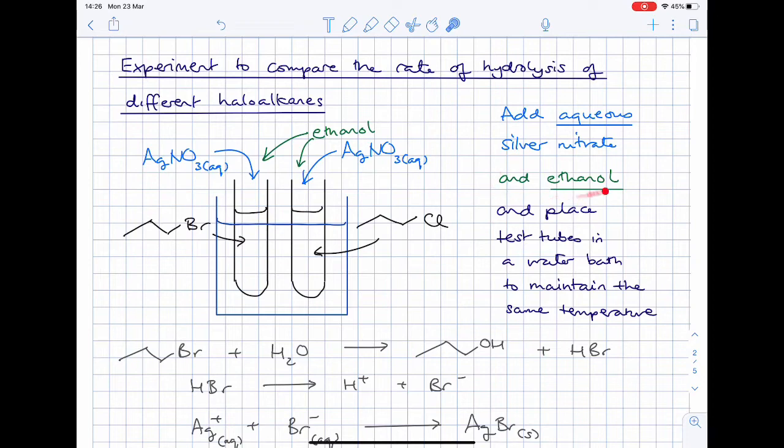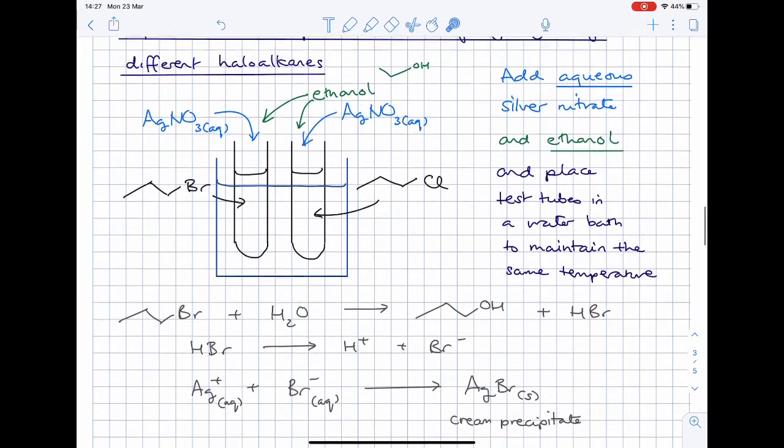We also need to add ethanol because the silver nitrate is ionic, and will dissolve best in polar solvents like water. But the haloalkane is largely non-polar, so will be fairly insoluble in aqueous solution. So the ethanol has a polar part and a non-polar part, so it would dissolve with the silver nitrate and the haloalkane. The polar part will attract the ions and form ion dipole bonds, and the non-polar part will form attractions to the non-polar parts of the haloalkane.